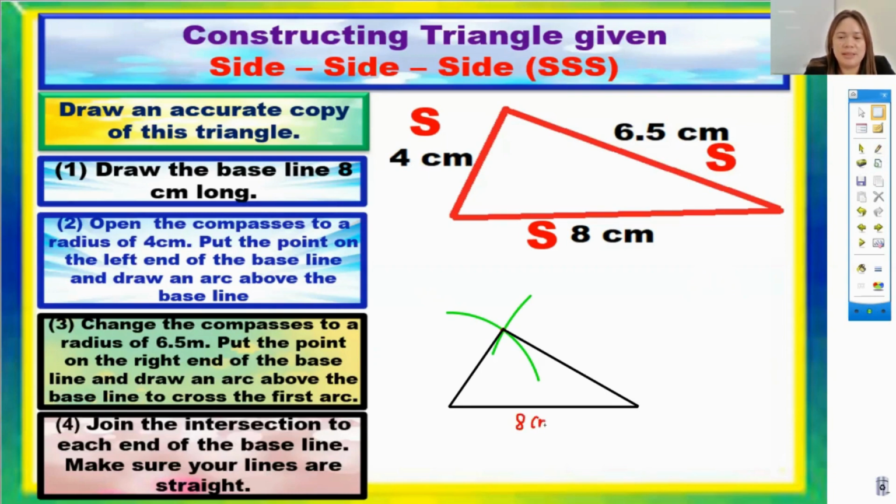This is 8 centimeters long, and this is 6.5 centimeters. And of course, the other side is 4 centimeters. So again, do not forget to label, and make sure that your lines are straight. You can use a ruler or any straight edge to connect the endpoints of your baseline to the point of intersection of the two arcs. And make sure you have your geometry set so you will be able to draw them accurately.